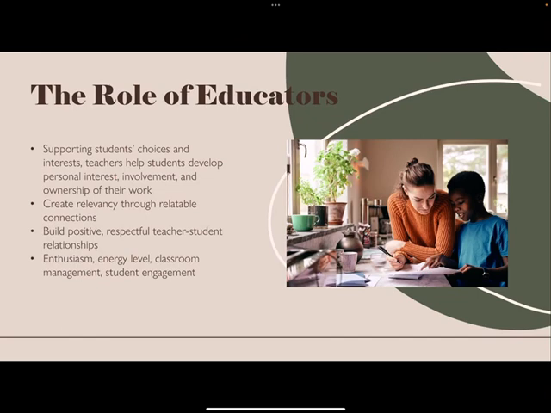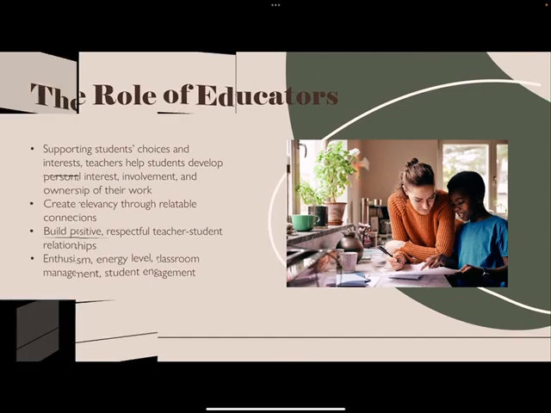Lastly, it creates relevancy through creative connections, and if you are introducing them enthusiastically through high energy levels with good classroom management strategies, your student engagement will fly through the roof. Your students will be motivated. It's just important to understand your students before implementing your strategies.